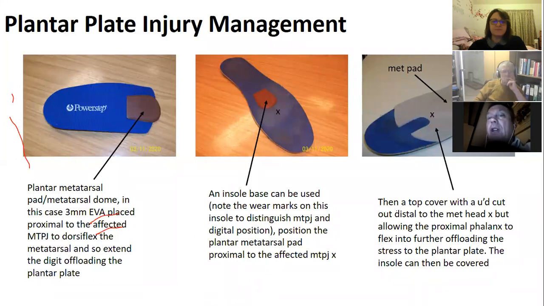So here we have a 3/4 length orthosis. On top of that is a met dome or a plantar metatarsal pad. And basically, this pad should sit proximal to the metatarsal heads, okay? So not on them and not distal to them, but behind the metatarsal head. Because what this pad does is it dorsiflexes the metatarsal head and aids flexion of the toe, therefore offloading that stress going through the plantar plate, okay?